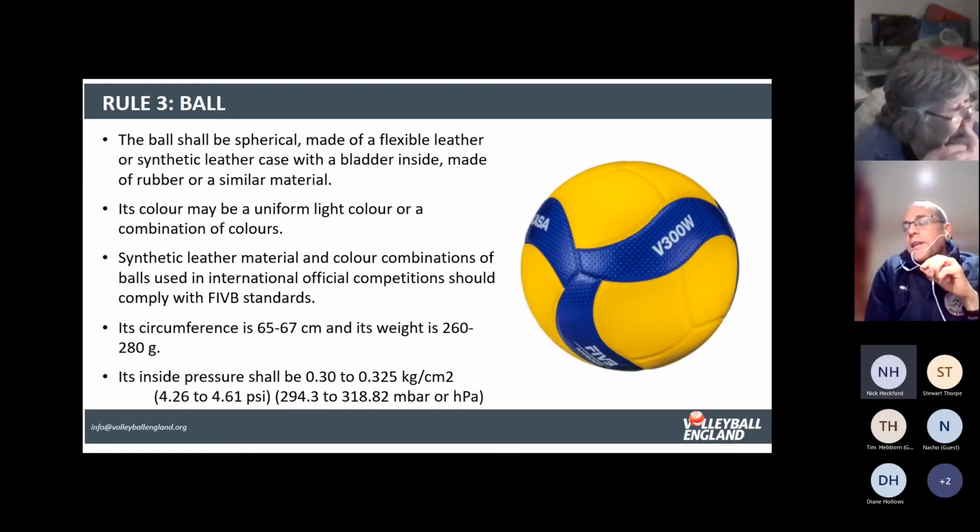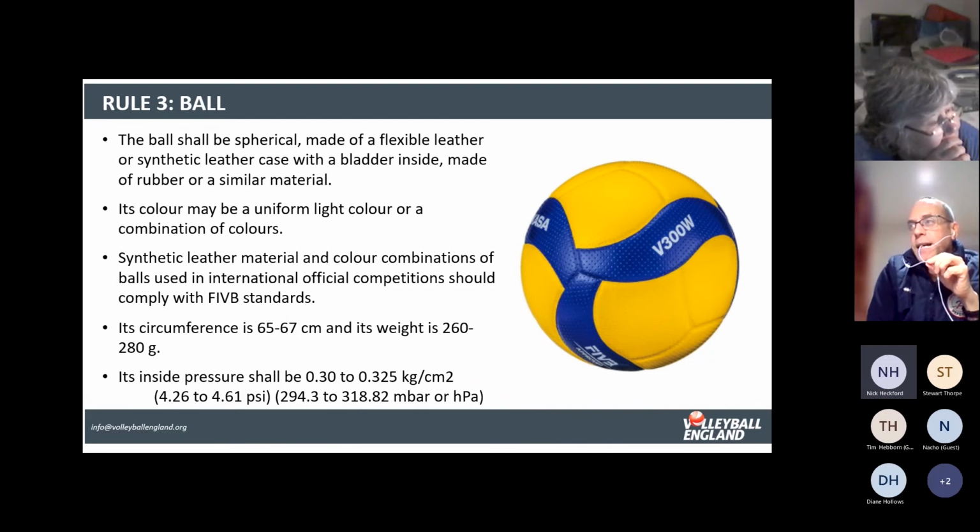So what else do we have in the equipment? We've got the ball, of course. It should be spherical, made of a flexible leather or synthetic leather case, with the bladder inside made of rubber or similar material. Nowadays, I think it's pretty much taken that the ball will always be synthetic, and there aren't many leather balls out there. But originally, when the rules were first written, leather balls were quite common.